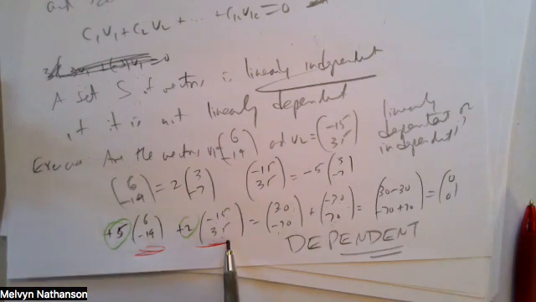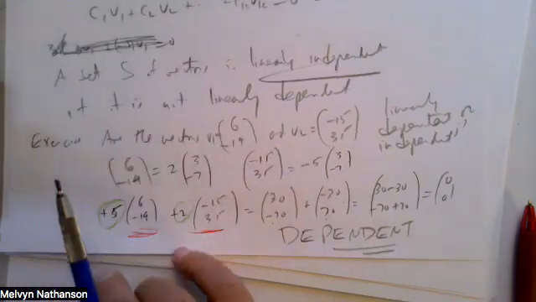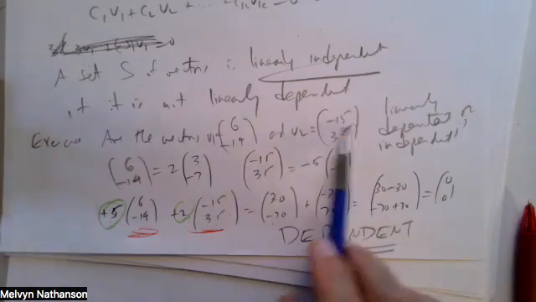So here I have a linear combination of these two vectors with scalars not both 0 that gives the 0 vector. So that's the definition of linear dependence. That means these two vectors that I started with are linearly dependent.